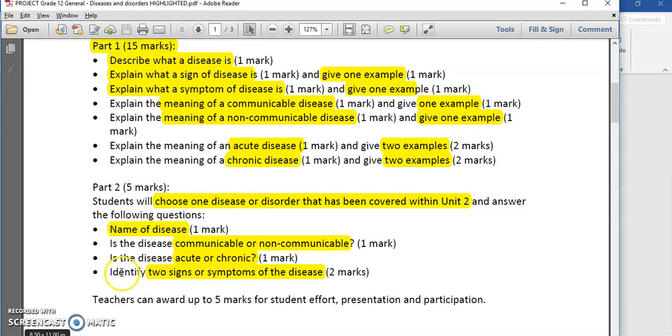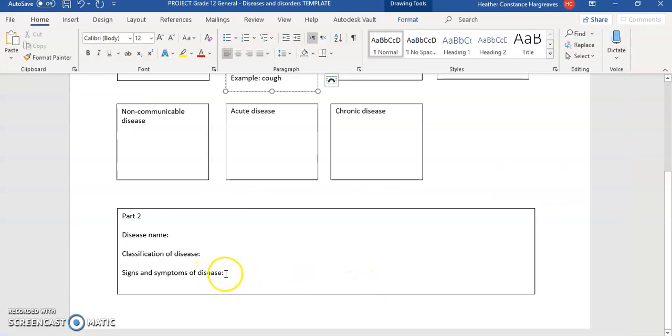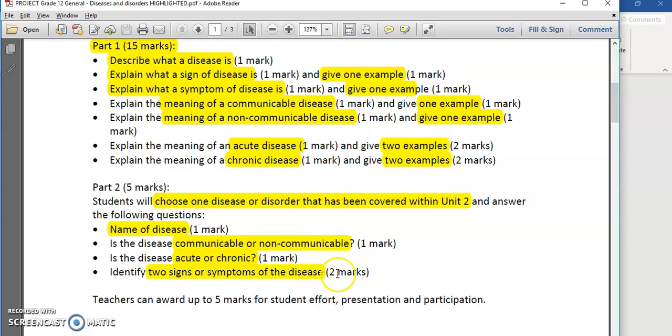And then finally, I'm asking you to identify 2 signs or symptoms of that disease for 2 marks, and for you to put these here. Okay, so hopefully that's answered your questions about the project.